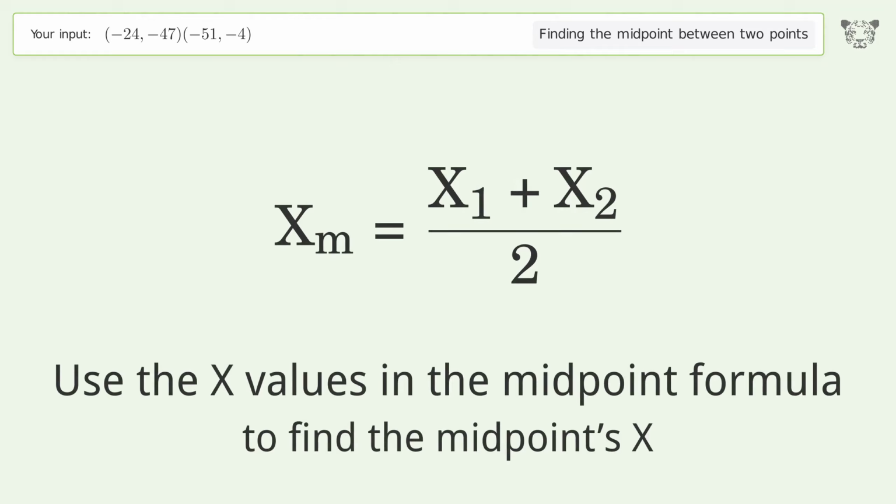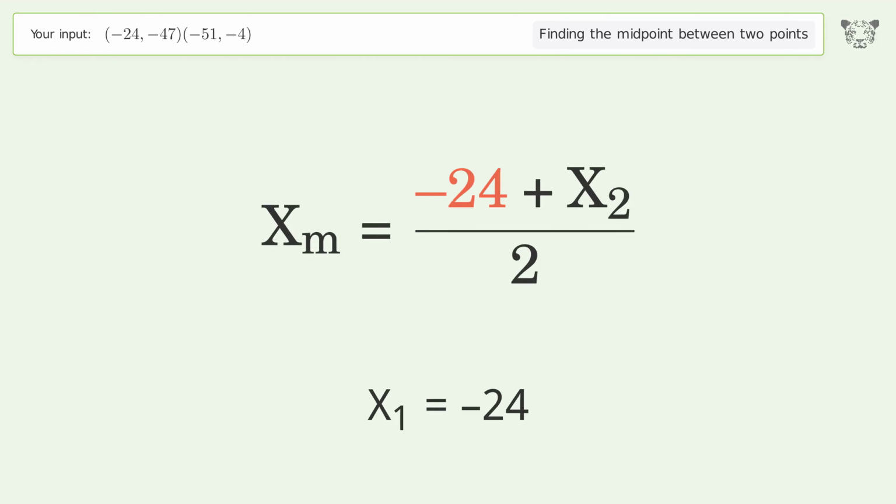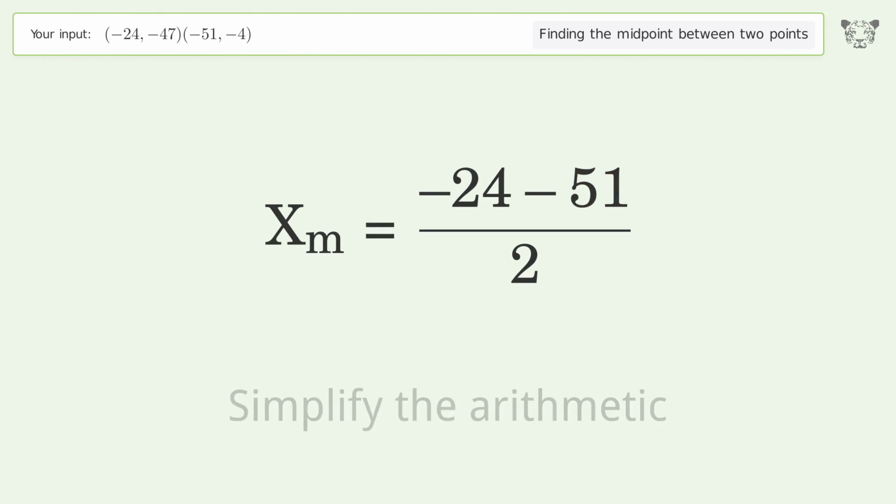Use the x values in the midpoint formula to find the midpoint's x. x1 equals -24. x2 equals -51. Simplify the arithmetic.